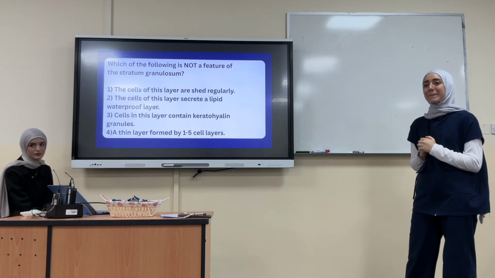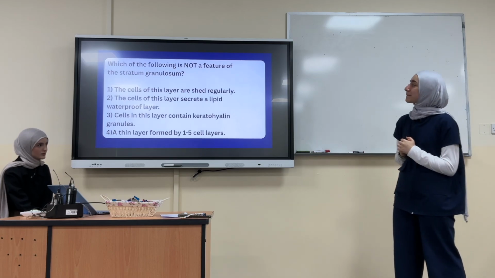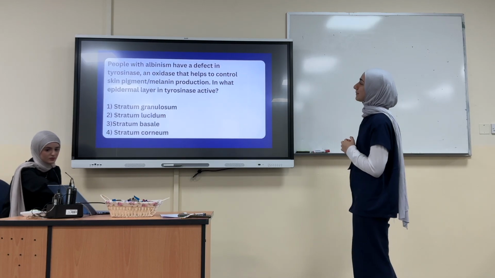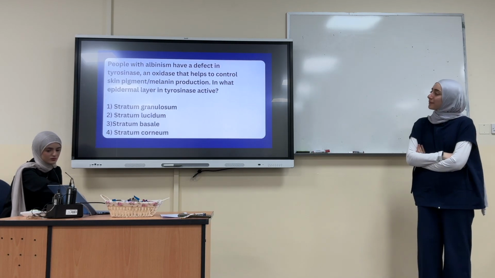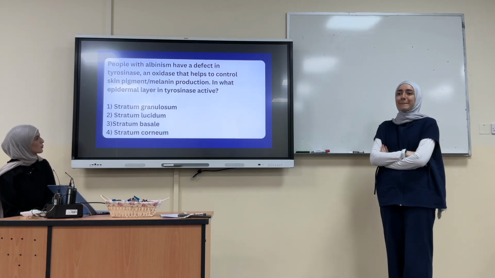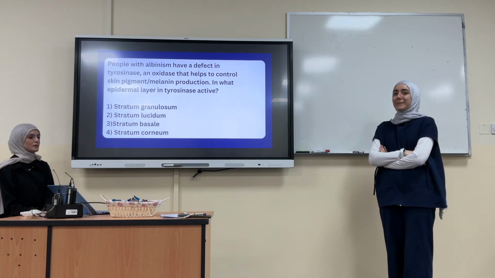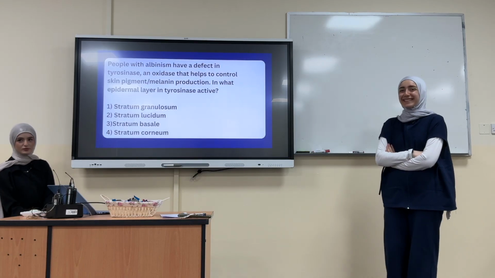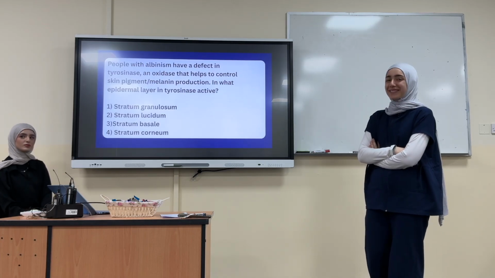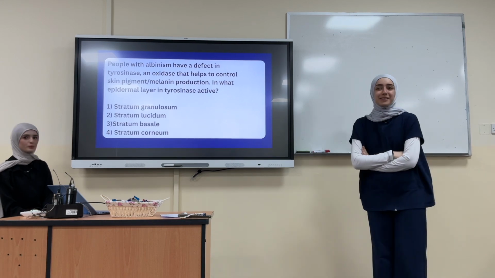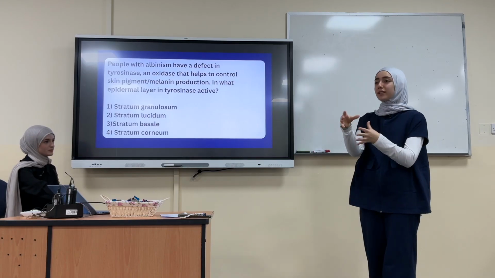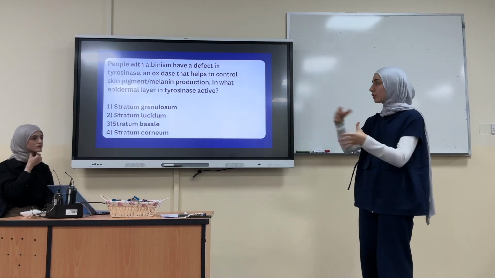I think it's the first one. It sheds regularly. Correct. The fourth one? Stratum corneum. The third one, actually, because the melanocytes are mostly there. Yes, exactly. So whenever you see tyrosinase, you see melanocyte, you see melanin production. All of them together, okay?